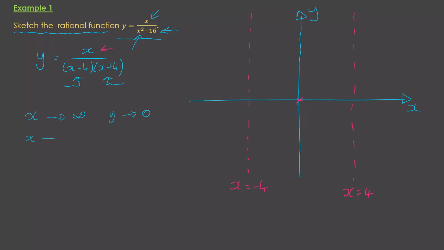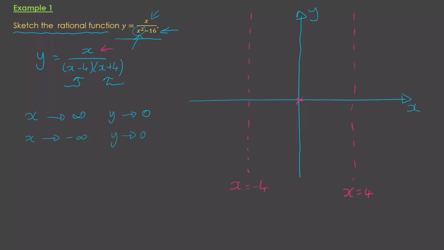What about when x tends to negative infinity? The top is going to be large and negative. The bottom is going to be large and positive. It's going to be larger because of the x squared. So once again, y tends to 0.